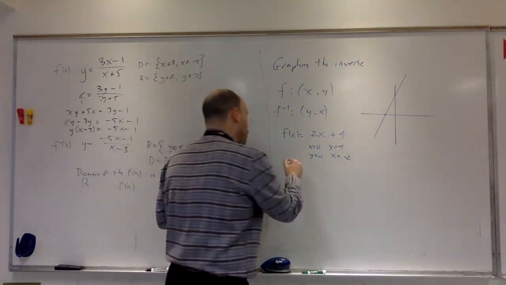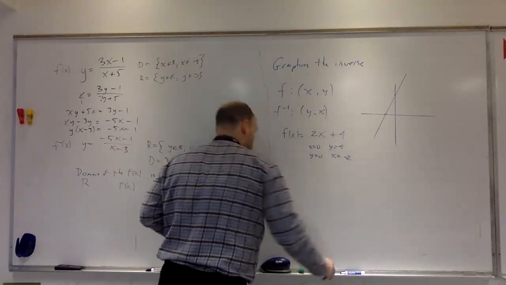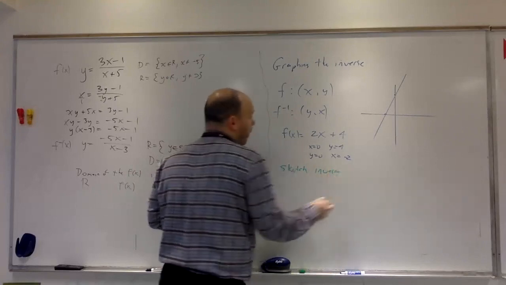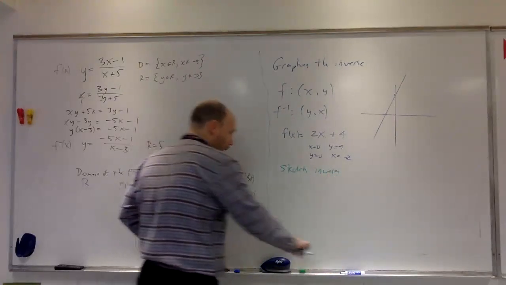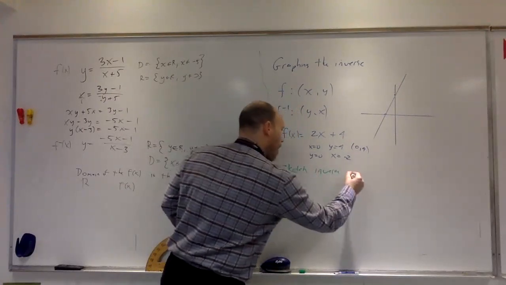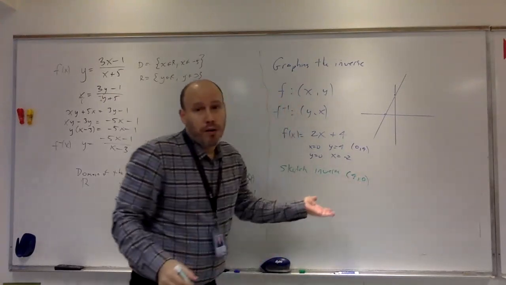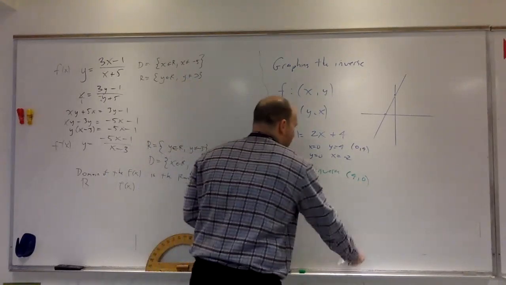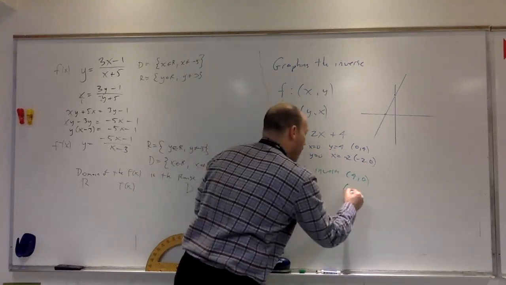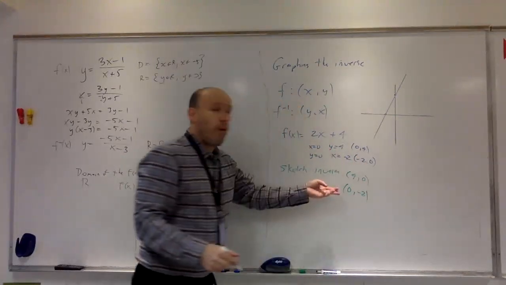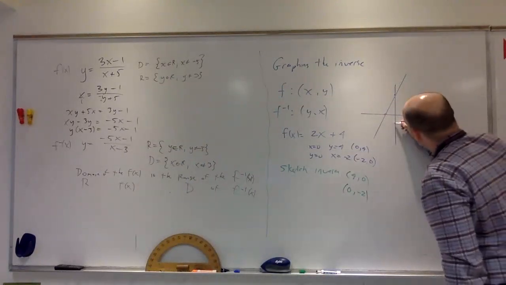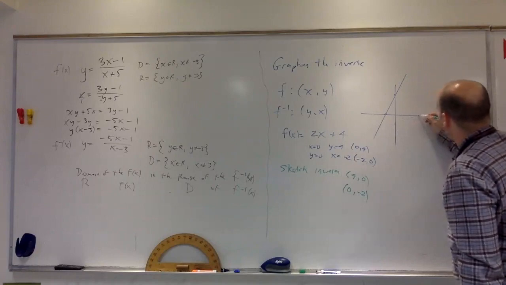The question is, how do we sketch the inverse? And it's kind of cool because you know what? If we know that 0, 4 is a point, that means that 4, 0 is part of the inverse. And if we know that negative 2, 0 is a point on the function, we know that 0, negative 2 is a point on the inverse. And so we have 0, negative 2, and we have 4, 0.